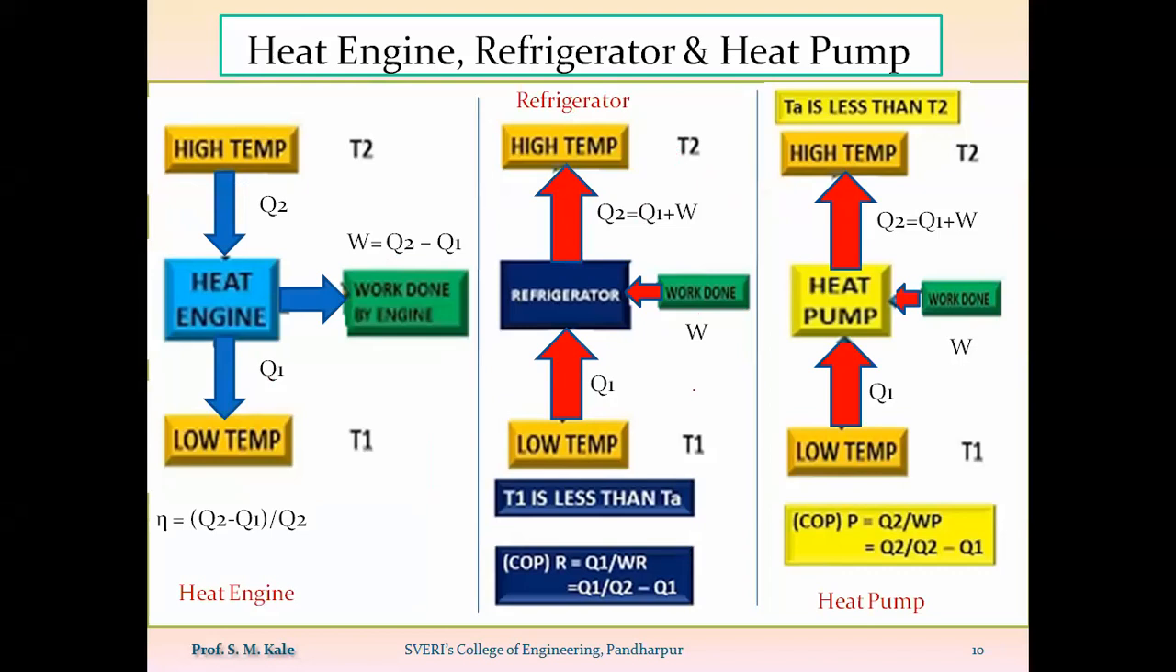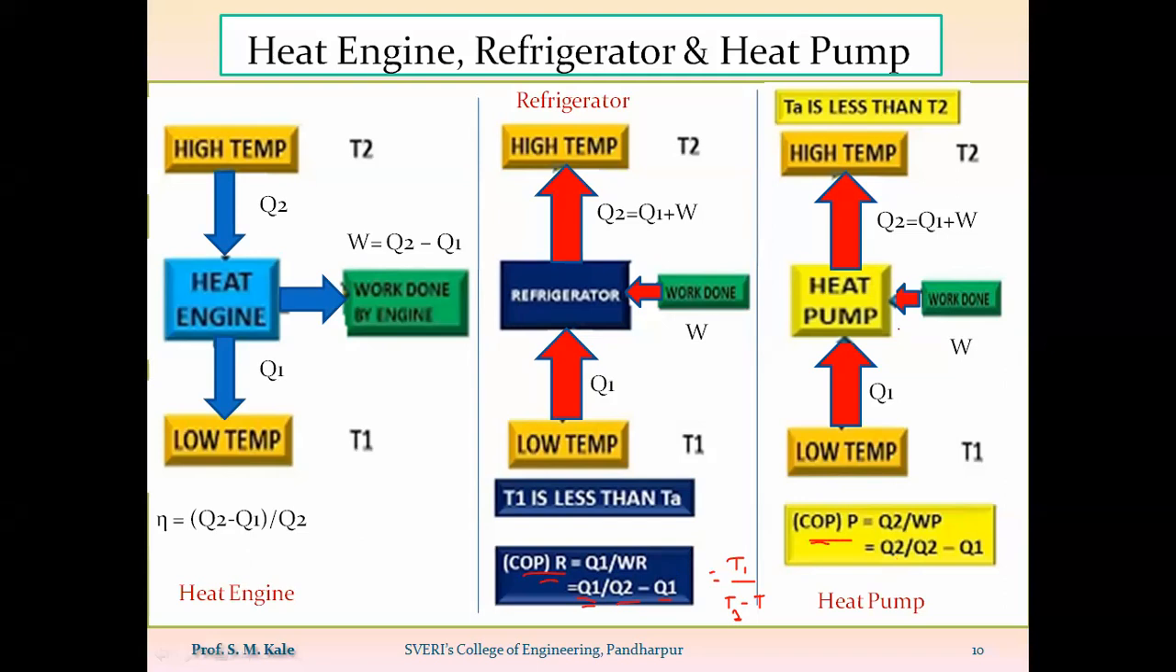If this has T2 and this has T1, then the value of COP is calculated by Q1 divided by Q2 minus Q1. This is in terms of heat. In terms of temperature, since Q is nothing but T into ds, the formula of COP will be T1 divided by T2 minus T1. So this is the formula in terms of temperature for COP of refrigerating machine. In the similar fashion, COP of heat pump is Q2 divided by Q2 minus Q1.